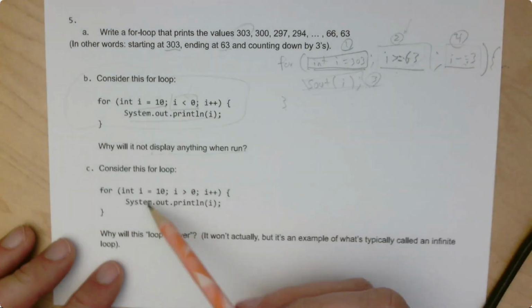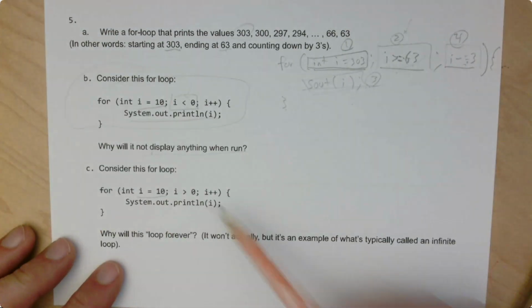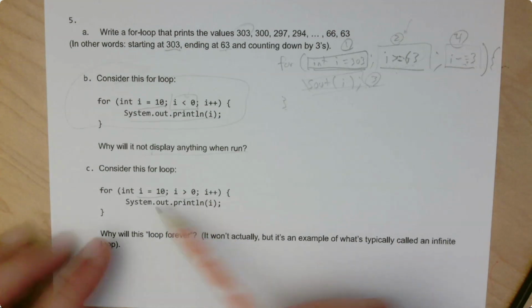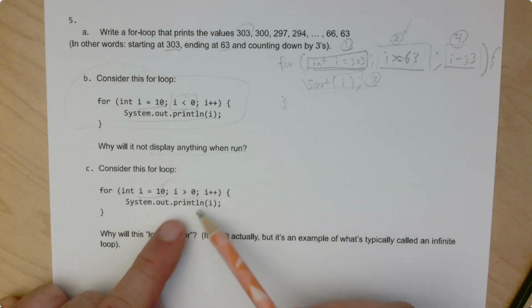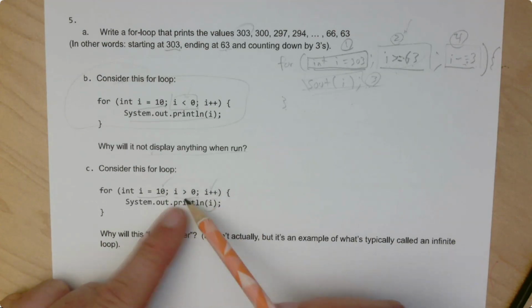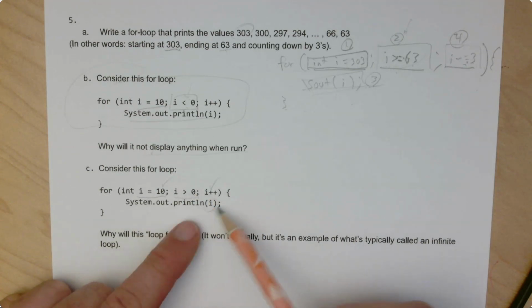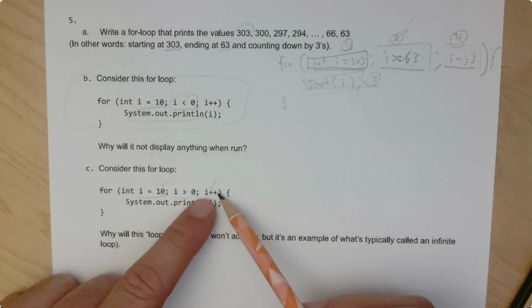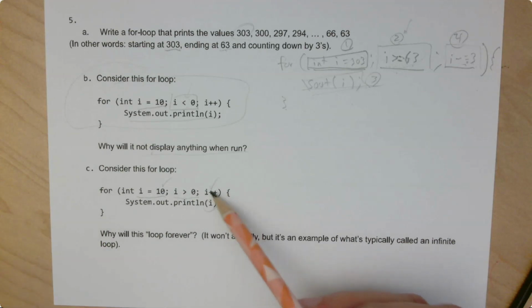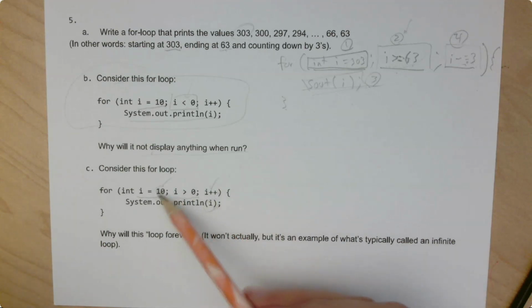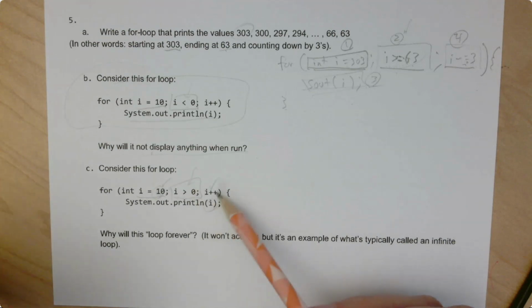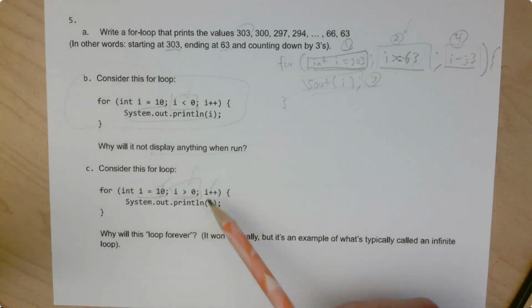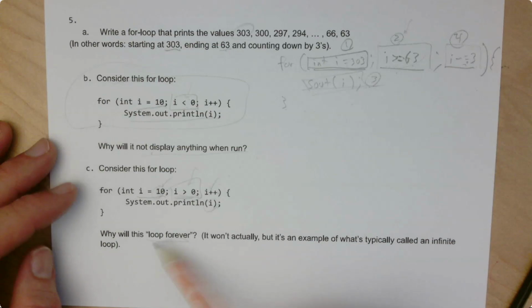What about this one? We initialize it to 10. We say as long as, and then we say, is I larger than 0? And the answer is yes, it's equal to 10. So we print I, and then we increment it. So now it's 11. Is it larger than 0? Yep. So we print 11, and then we increment it. So now it's 12. So you can see we're counting up starting at 10. And so this is just going to continue to be true. If we're counting up, I is always going to be larger than 0. So that's why it's going to loop forever.